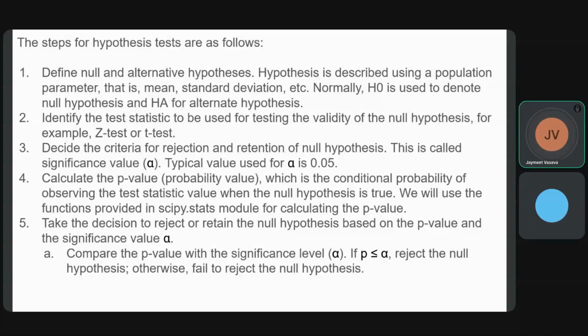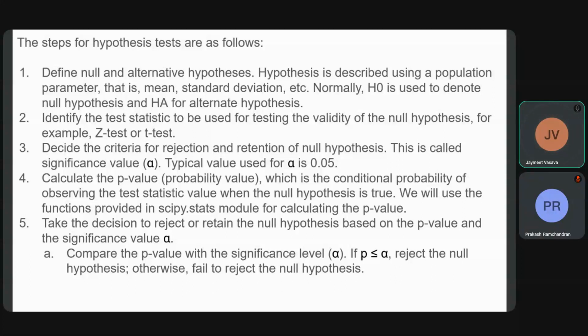As we'll be conducting some hypothesis tests, we'll be discussing a normal framework that you can follow in order to conduct the hypothesis test. So these are the steps under a normal framework of conducting a hypothesis test. The first step would be to define the null and the alternative hypothesis.